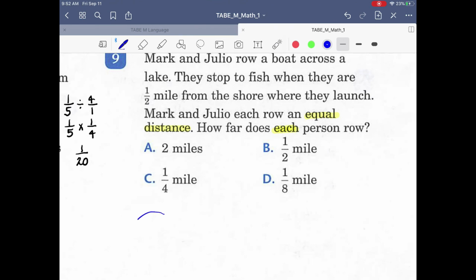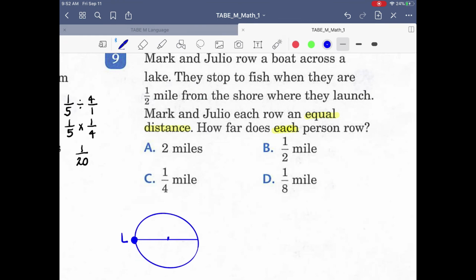So let's draw a lake. Maybe something like that. Lakes are usually not perfect circles, but you could draw that if you wanted to. It might be easier to. So here's the lake, and they row across the lake. So I'm going to put a line here just to indicate across the lake. But they stop to fish. So here's the shore where they launch. Launch means to leave, to take off, to start rowing.